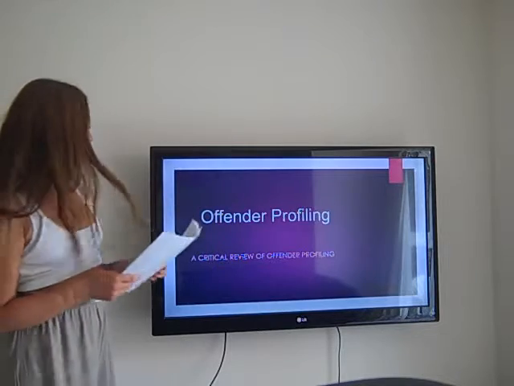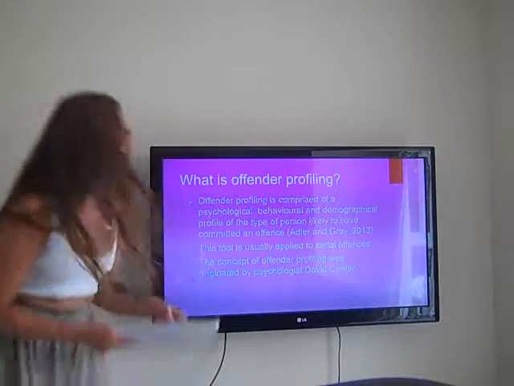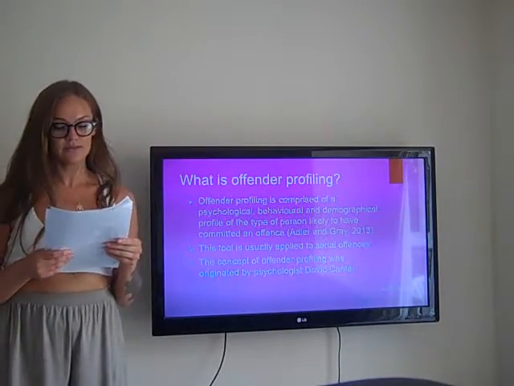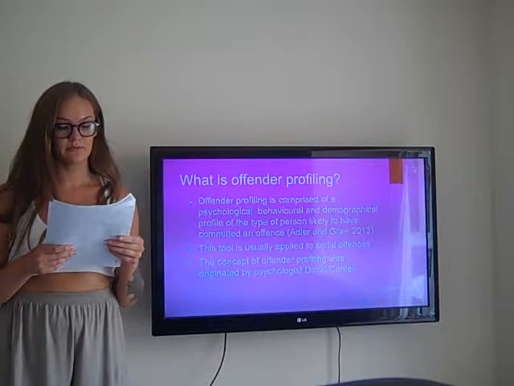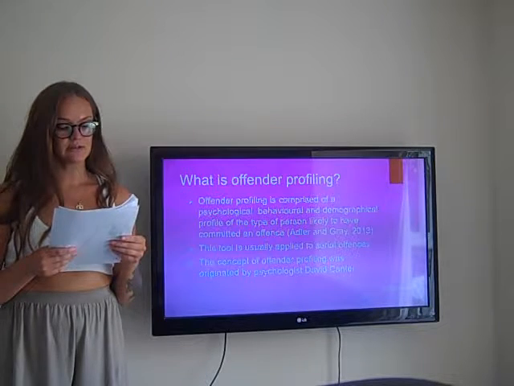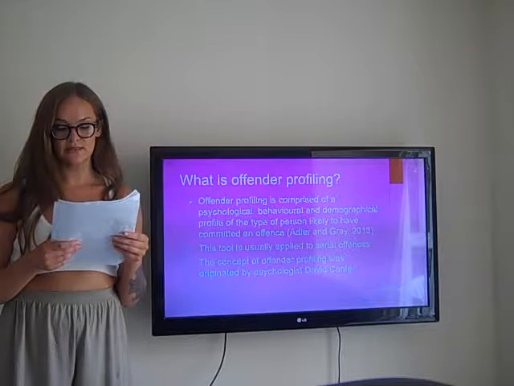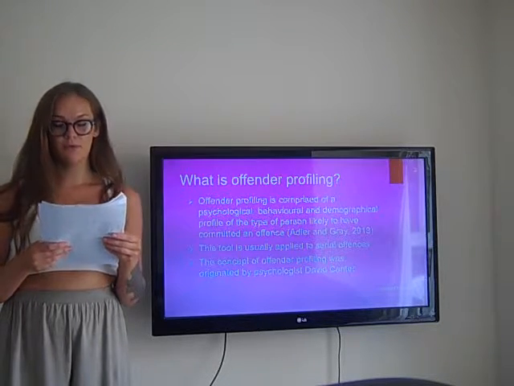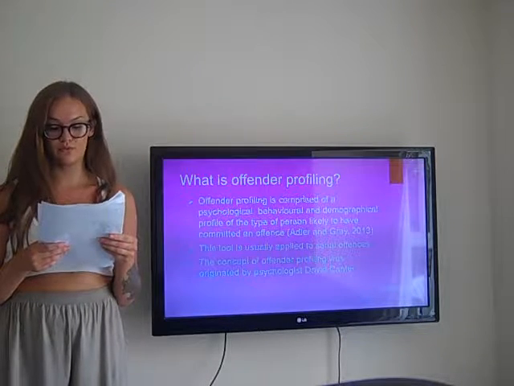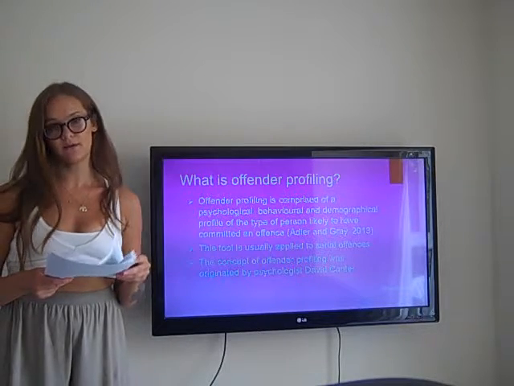This presentation will be a critical review of offender profiling. Offender profiling is a tool used by the FBI and psychologists to identify consistent characteristics within crimes, aiming to identify an offender. This strategy is usually applied to serial offences so that comparisons and similarities can be identified. Offender profiling is comprised of psychological, behavioural and demographic profiles to determine the type of person likely to have committed the offence in question.